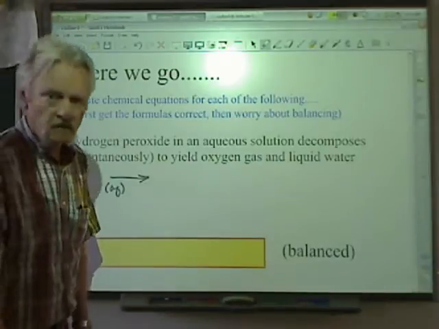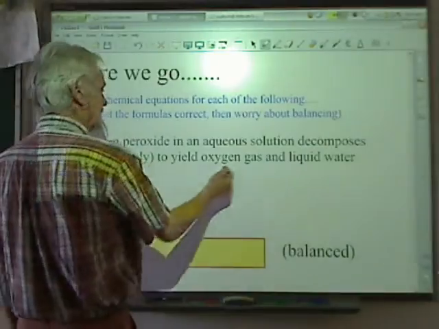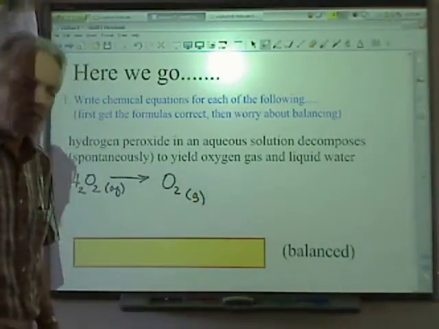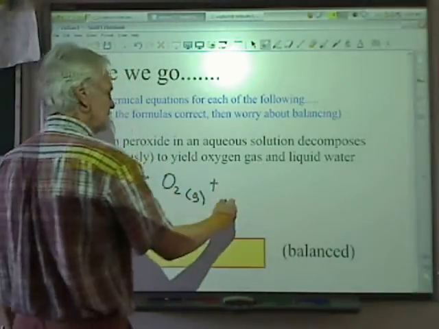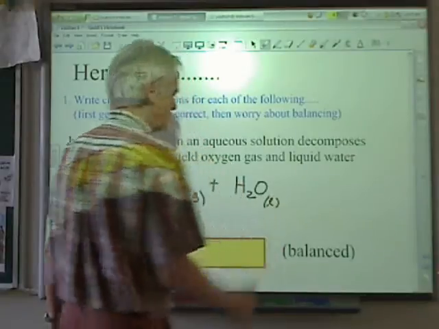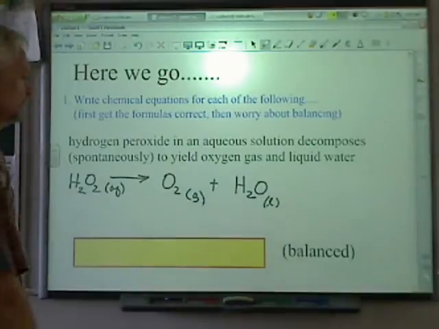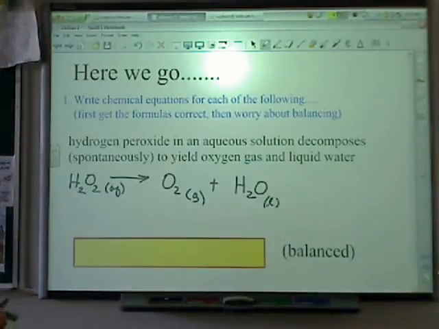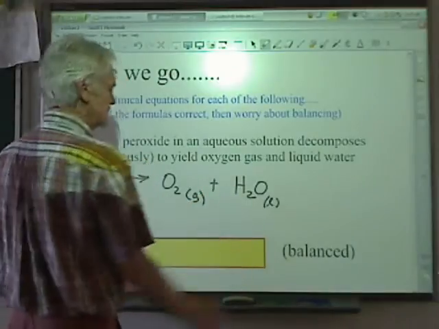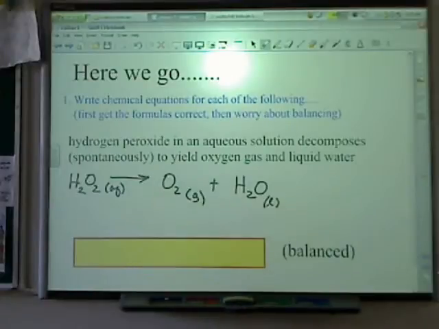Just sitting by itself, it spontaneously decomposes into oxygen gas, O2. Remember, oxygen is always diatomic for the reason that it bonds with itself, and liquid water, H2O, l, liquid, right? And there we go with the correct equation. Now we ask ourselves, is everything balanced? Here we've got two hydrogens here, two hydrogens there. We've got two oxygens here, we've got three oxygens there, yikes, we're in trouble, we're going to have to fix it.